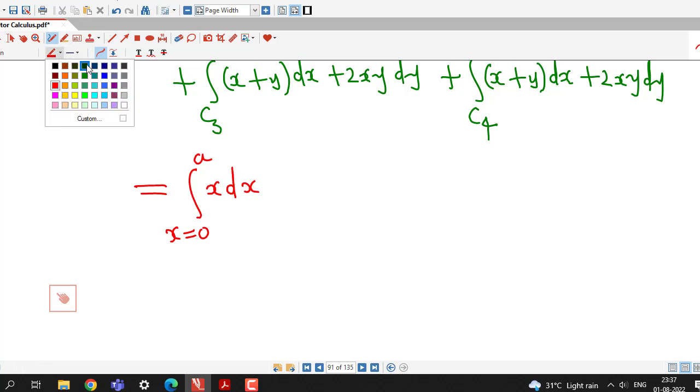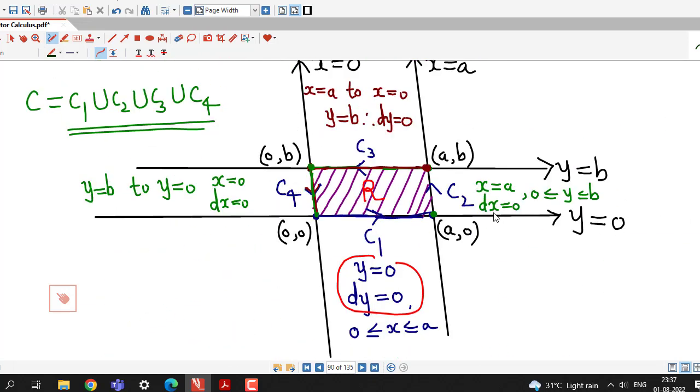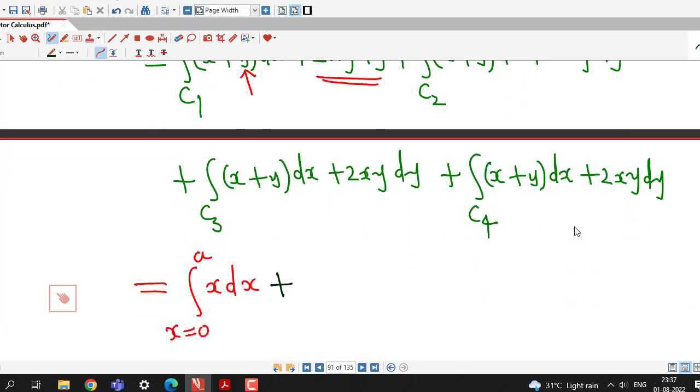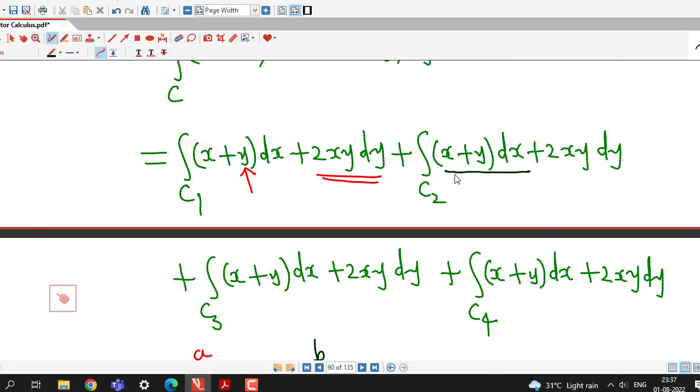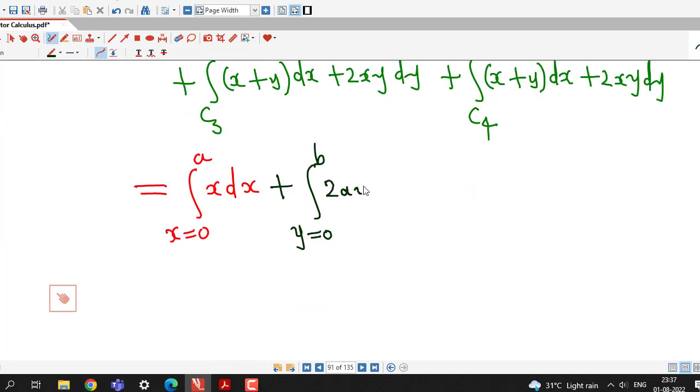Then we go for the second line segment, which we have denoted by C2, and along C2 x is constant and dx is 0, y is varying from 0 to b. So x equal to a, dx is 0, y is from 0 to b. So first we put limits, y is from 0 to b and dx is 0, therefore this part becomes 0, and x is a, so this is 2ay dy. Here we write 2ay dy. This is for curve C2 or second line segment.